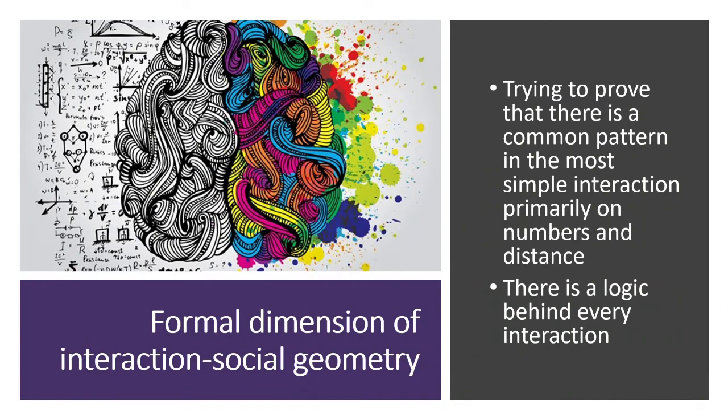The formal dimensions of interaction, known as social geometry, is basically, from this theory, he is trying to prove how there is a common pattern in the most simple interaction, primarily based on numbers and distance. In other words, there is a logic behind the social groupings or interactions in general. Just as a background, at this point in history, people tended to relate much more towards science and mathematics, believing that it is the most important factor in the world, and the most reliable one, and so this is how he relates it.